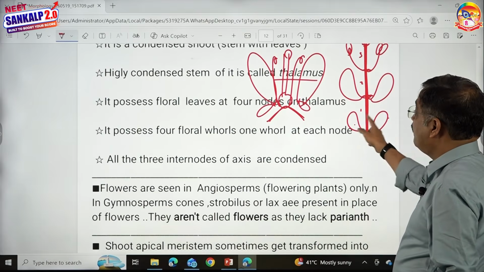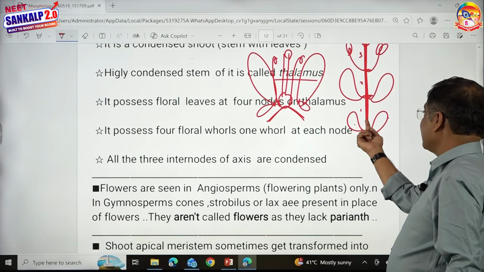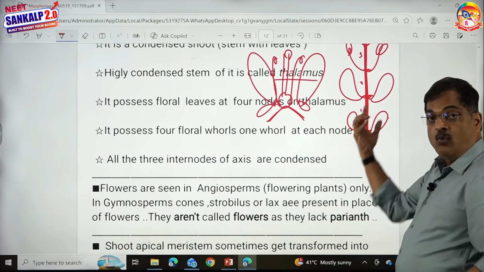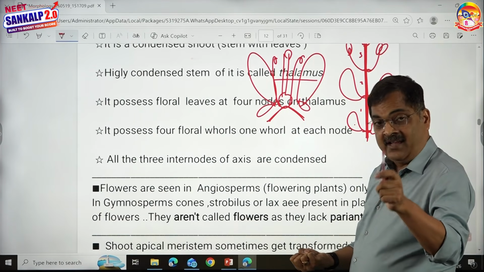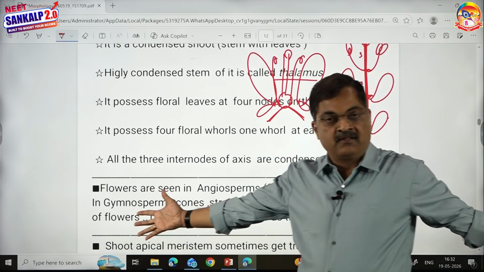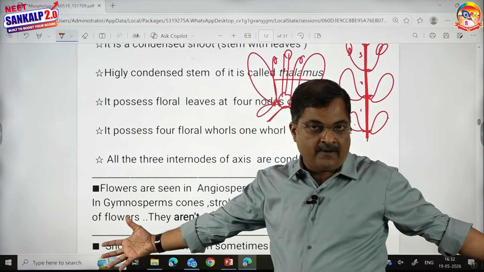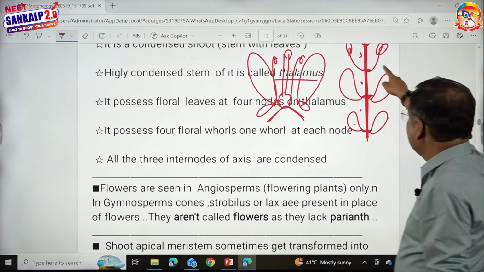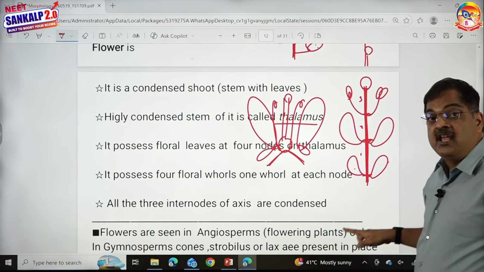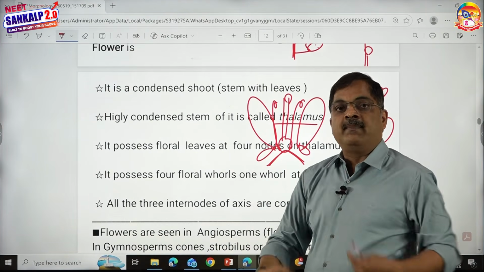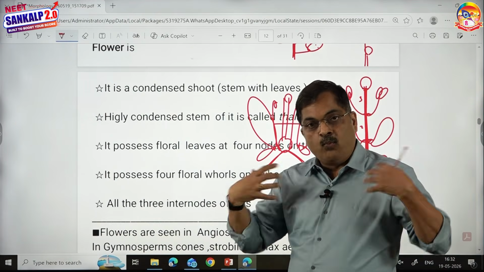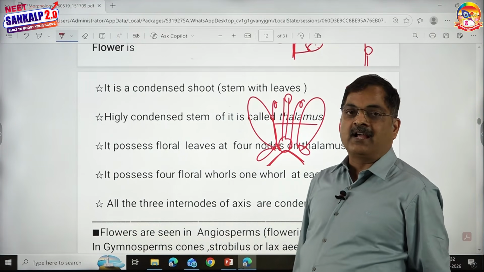It possesses 4 floral whorls. This is called calyx, and each leaf is called a sepal. This is called the corolla whorl, and each one is said to be a petal, just like a class. A class is comparable to corolla, and each student is said to be a petal. Okay? Just like that. Stamens: each leaf is a stamen, and a whorl of stamens is Androecium. Each leaf is said to be carpel or pistil, and a whorl of carpels or pistils is said to be Gynoecium.